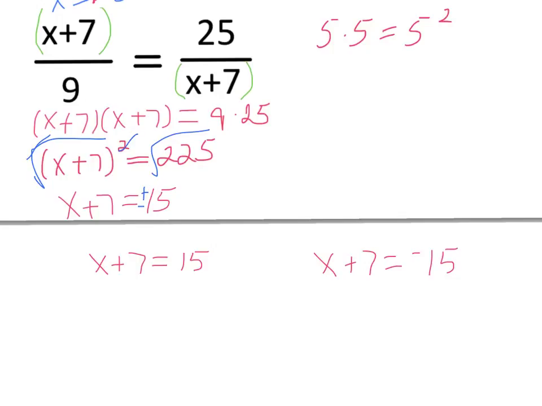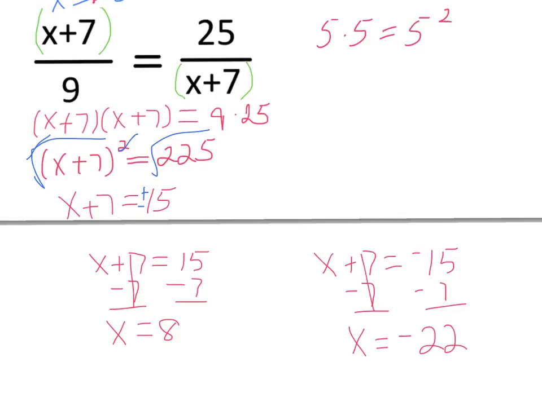And we'll just solve both of those by subtracting 7 from both sides. So we have x equals 8 on this side, subtracting our 7 again over here, canceling them out. X equals negative 22 over here. That's okay. We could have both answers. If we were asking you to substitute it back in, only one of them would probably work.